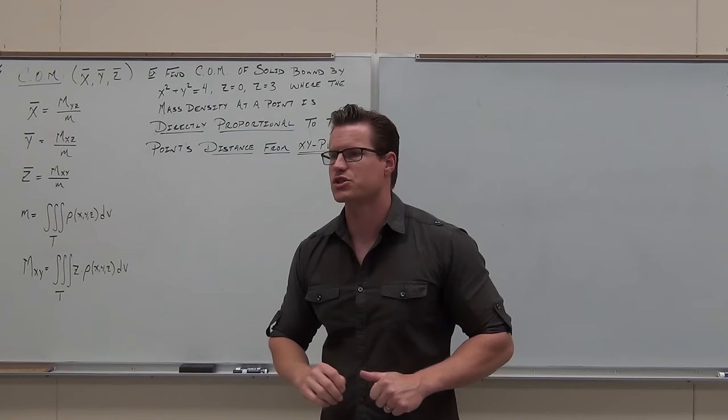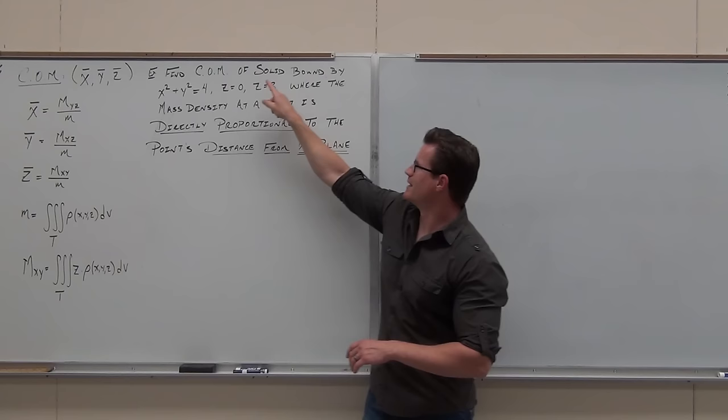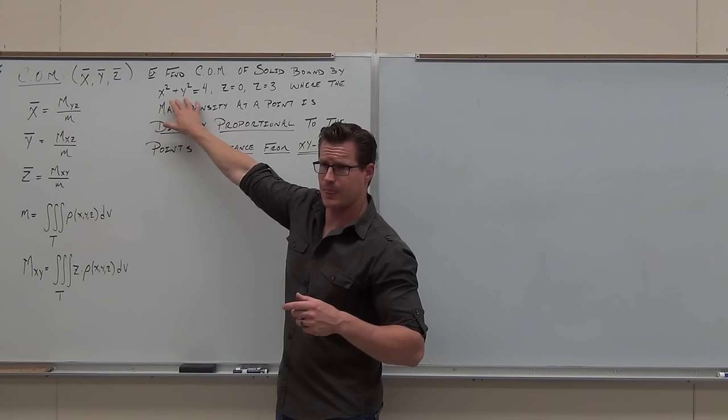So we're gonna practice this stuff. We're gonna find the center of mass of this solid that's bound by this thing, this plane, and that plane. Now I wanna talk about that right now to get a picture in your head. If you were to graph this in 3D, how many variables? That means it's a cylinder.